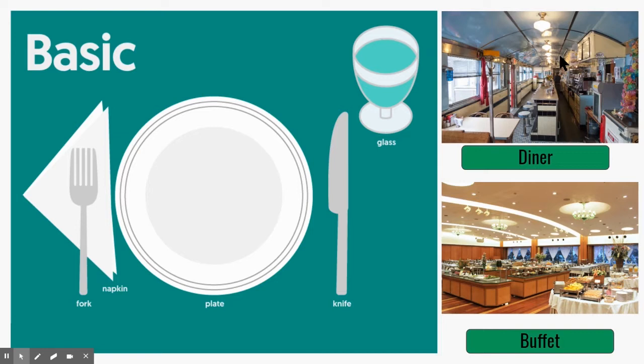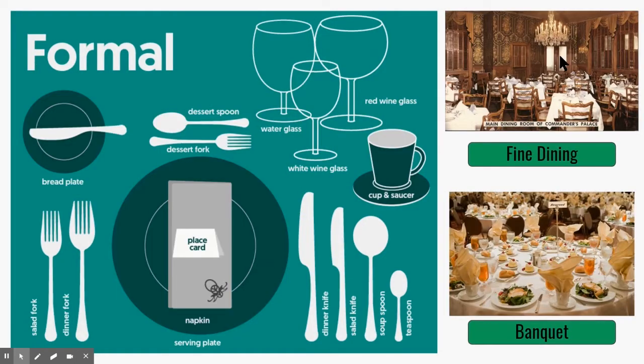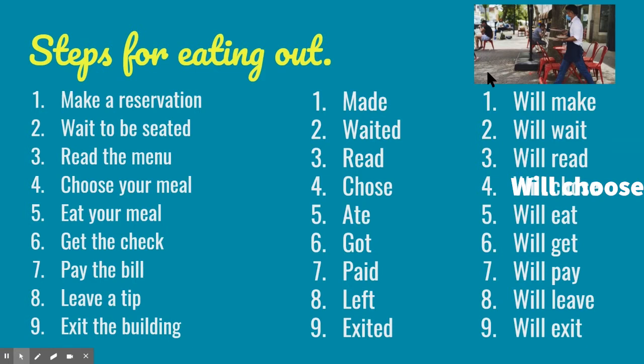There are many types of restaurants. A small restaurant is often called a diner. You could go to a buffet where you serve yourself. You go to a cafe, which is a nice place for a quiet date. You could go do some outdoor dining. In these COVID times, there's a lot more outdoor dining. We could go somewhere very nice like Commander's Palace for some fine dining, or we could go to a banquet for another formal occasion.